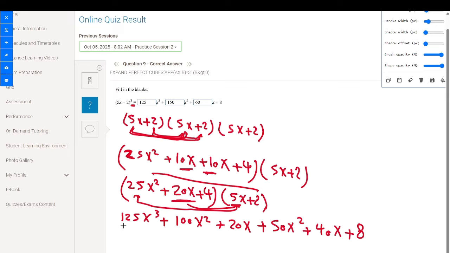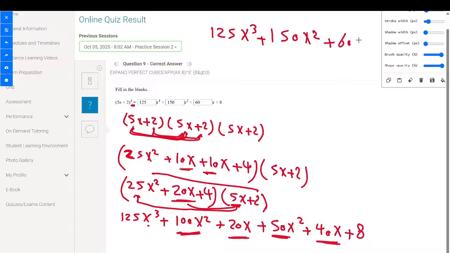Now let's see here. 125x power 3. There is no other x power 3 here, so we'll write 125x power 3. Now let's go for x power of 2. We have 100x power of 2. What else? We have 50x power of 2. 100x power of 2 plus 50x power of 2 will be equal to 150x power of 2. Now we have power of x. We have 20x plus 40x to be 60x. And at last we have plus 8.